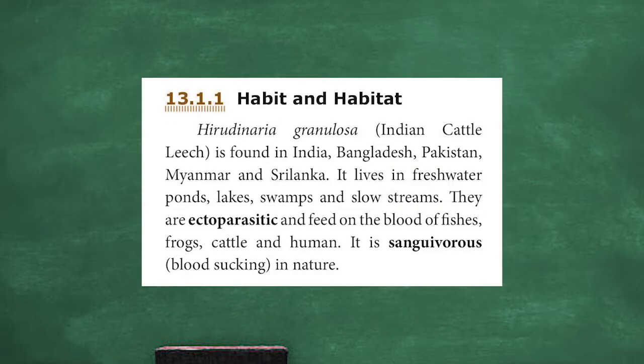Then comes habit and habitat. Hirudinaria granulosa is found in India, Bangladesh, Pakistan, Myanmar and Sri Lanka. It is ectoparasitic, that means it lives outside. It sucks the blood of other animals like frogs, cattle and human. That is why it is called sanguivorous, that means blood sucking.